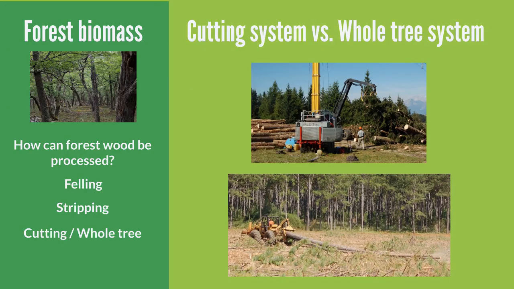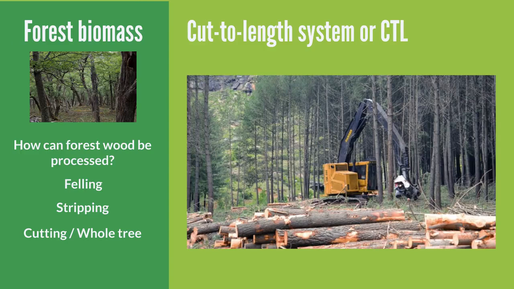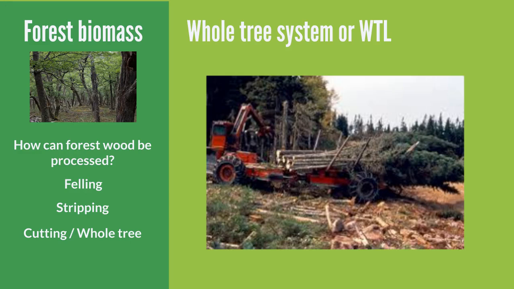After felling, trunks can be cut or not. This operation determines the type of material that is extracted from the forest. In the cut-to-length system or CTL, trunks are cut to a given length or in multiples of the desired length. In the whole tree system or WTS, the whole plant, including the branch and the top, is managed.